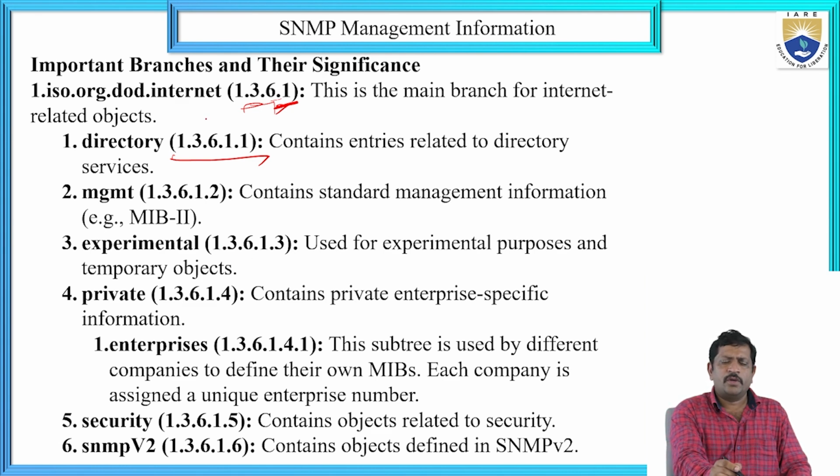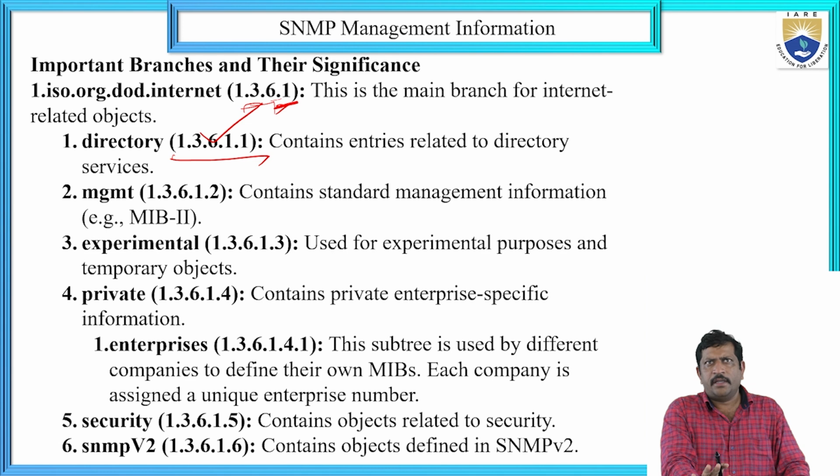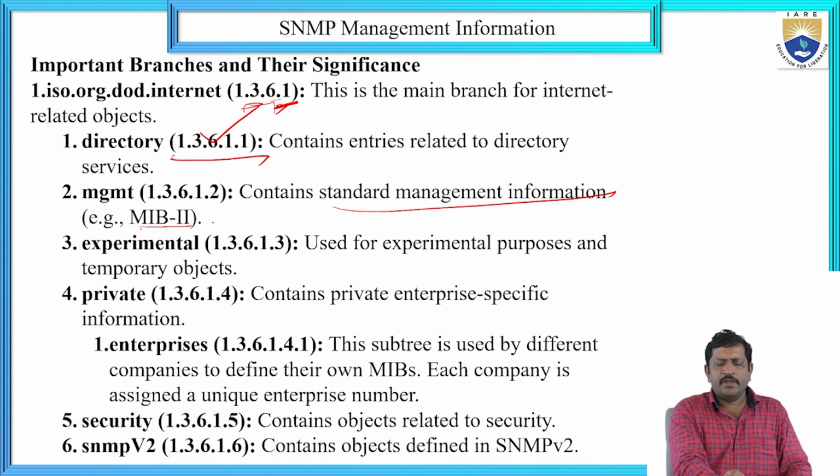By following these sequences, we can store the data in the directory mgmt. mgmt is 1.3.6.1.2, which contains standard management information, that is MIB2. MIB2 is nothing but the enhancement of management information. MGMT is management information, for example MIB2, which is an enhancement for MIB.